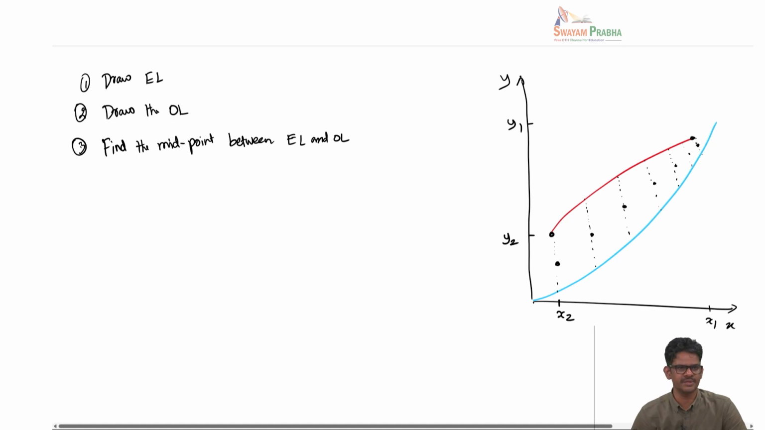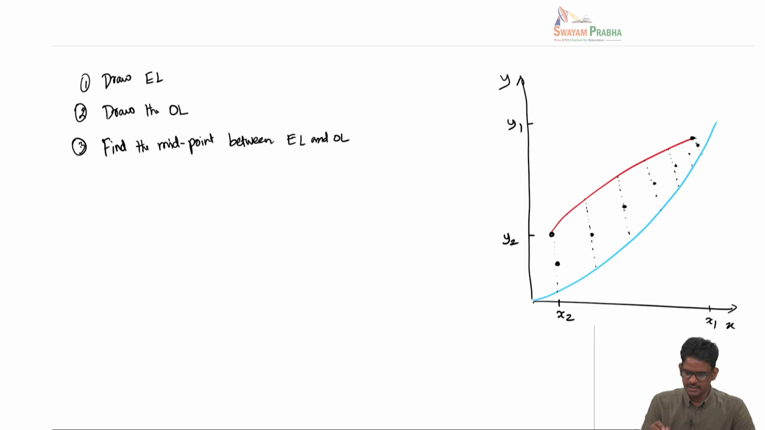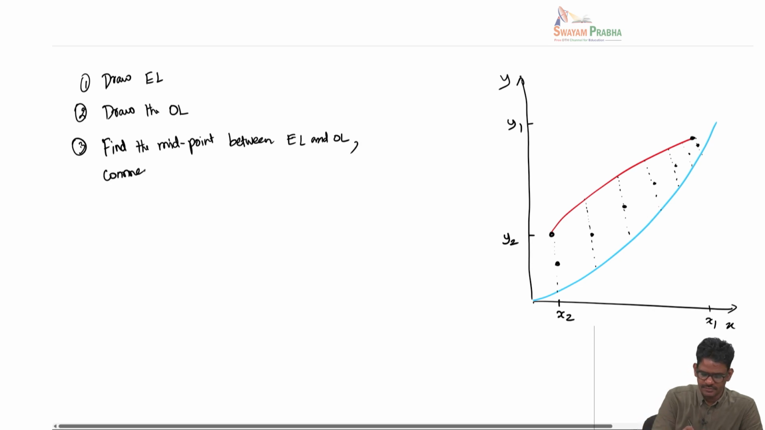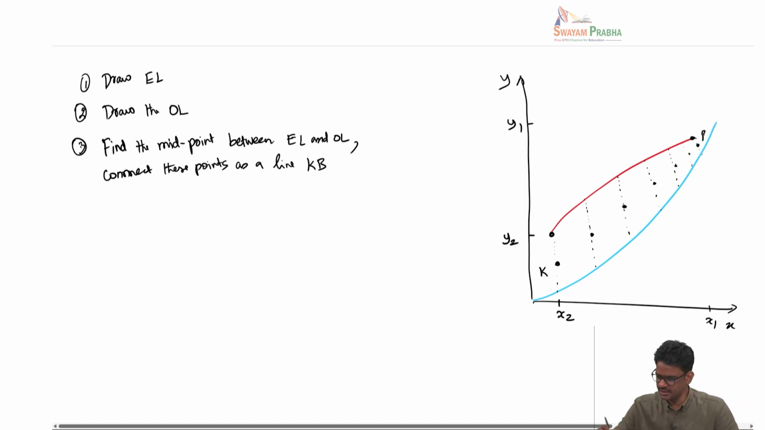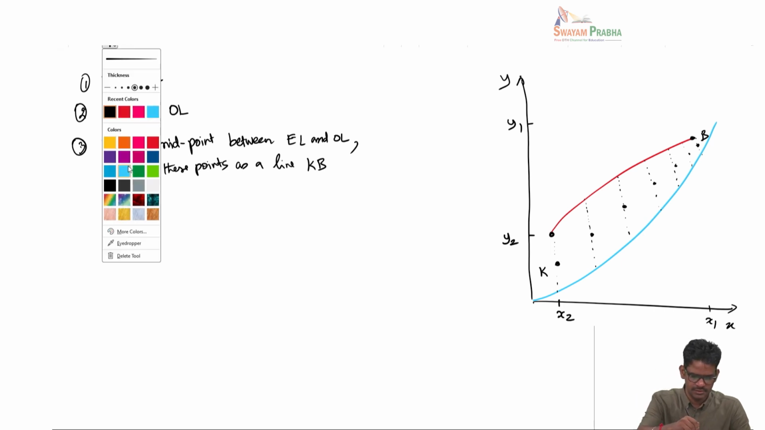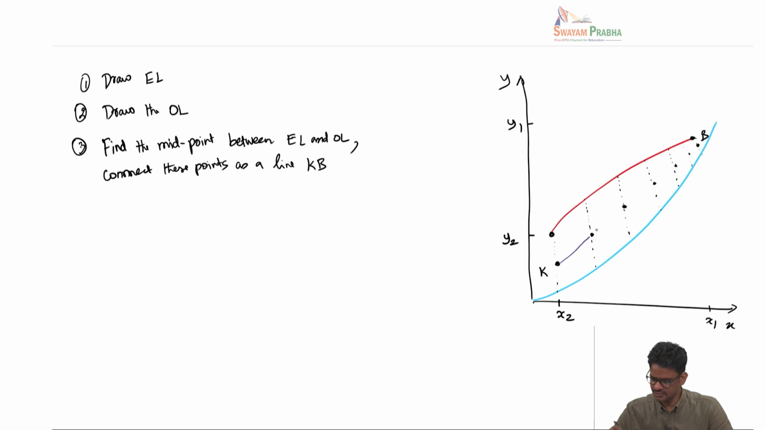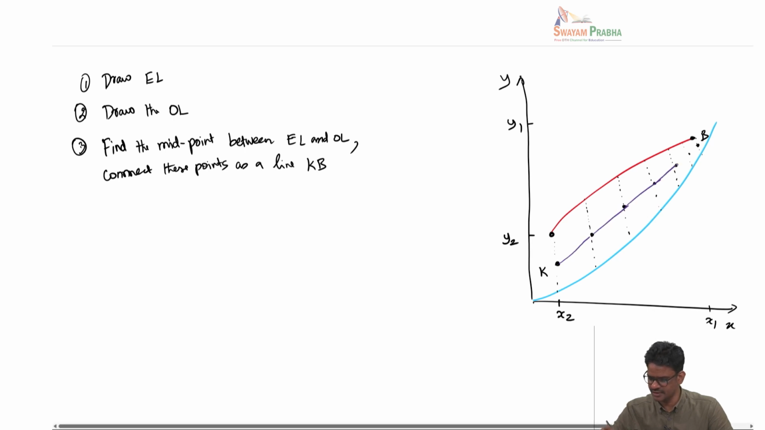So these are all the midpoints between the operating line and the equilibrium line. Connect these points as a line, which I will call KB. This is K and this is B, and I draw this line. It can be curved. It's not a straight line, it's just a line. So you see, this is a curve. Yes, it's a curve. It need not be a straight line.